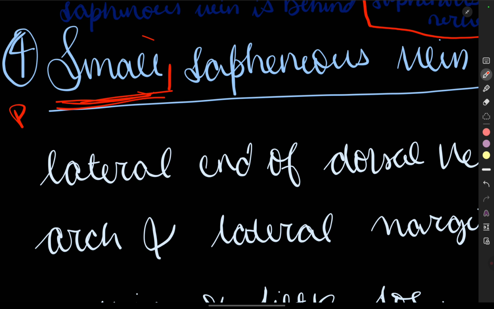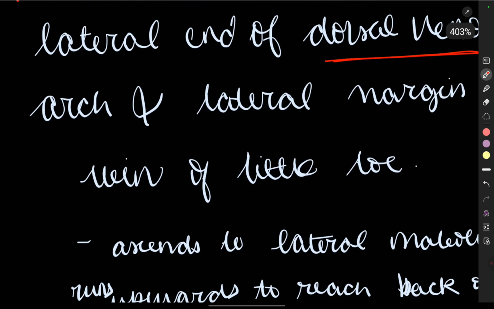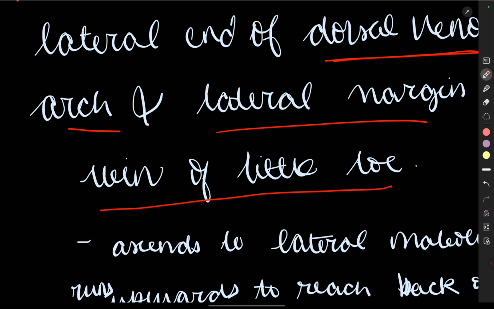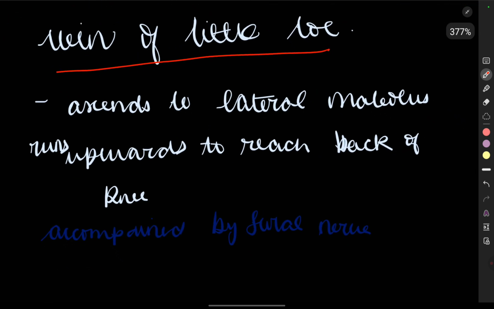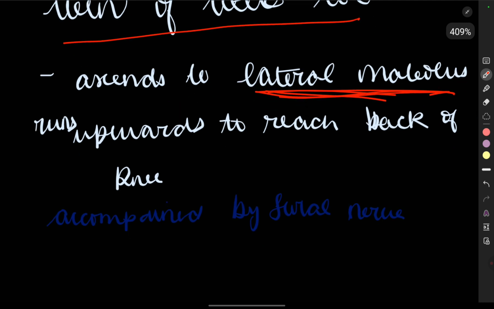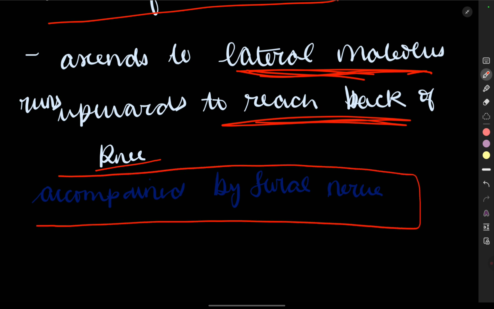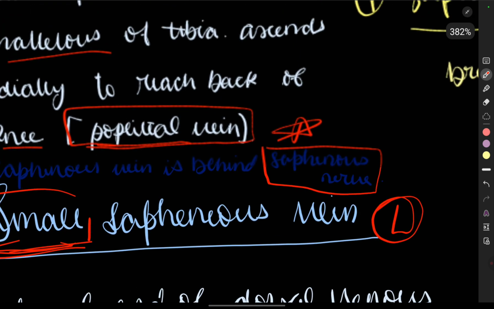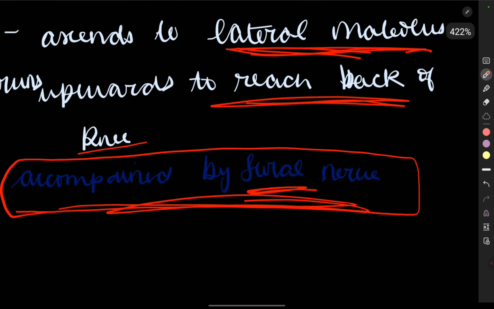The little toe is small, and it is on the lateral side, so it is the lateral end of the dorsal venous arc and the lateral marginal vein of the little toe, as I've already discussed, same as the medial one, but this is lateral and that is medial. It ascends to the lateral malleolus. That was ascending to the medial malleolus, this is ascending towards the lateral malleolus, runs upward to reach the back of the knee, and continues into the popliteal fossa as the popliteal vein, accompanied by the sural nerve. The important point there was that it was running behind the saphenous nerve. Here the important point is that it is accompanied by the sural nerve.